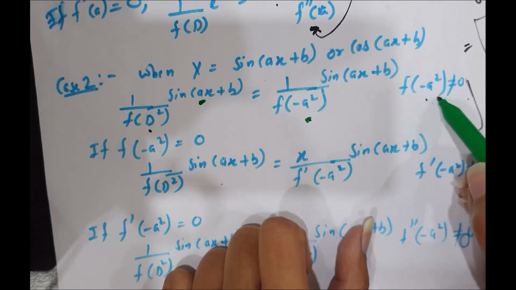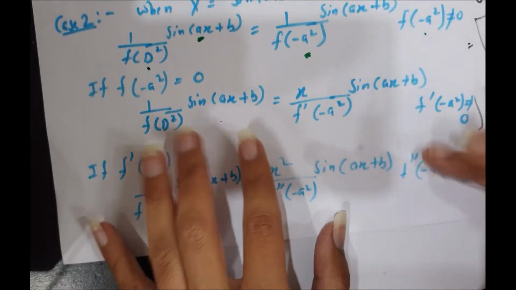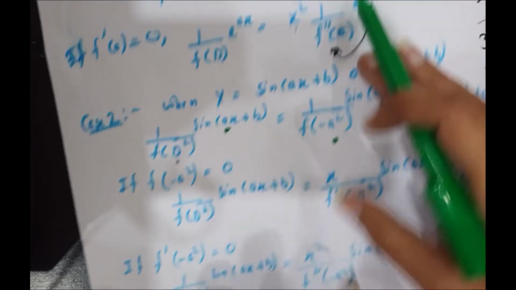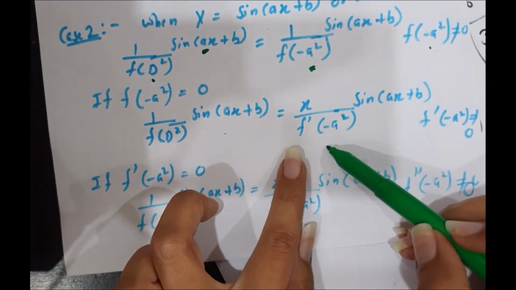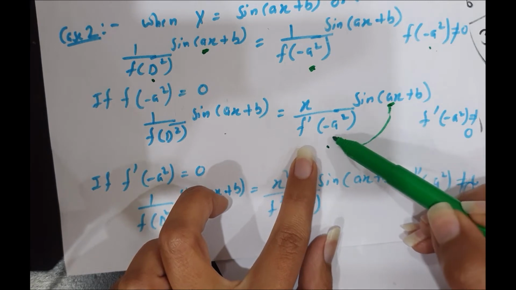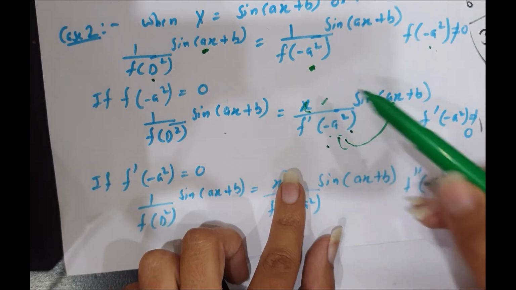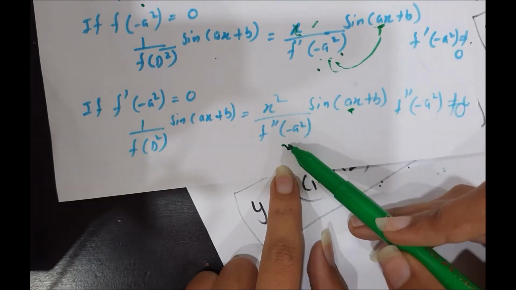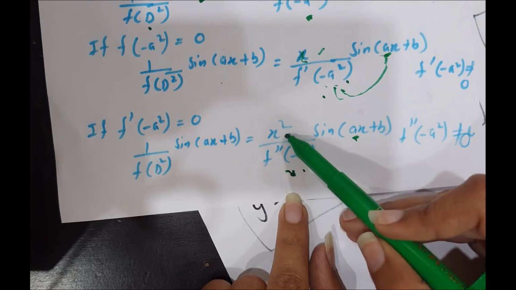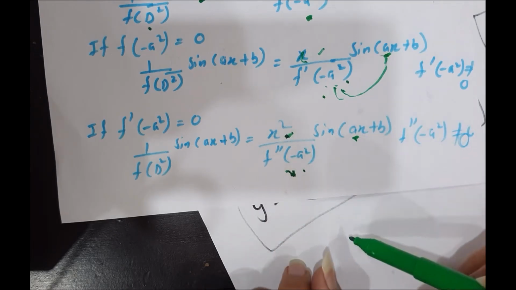After putting it, if the function comes out to be 0, then we have to again do the similar thing that we have done in the exponential part. We have to differentiate this function. Then we have to put this a value here, that is minus a square, and place x in place of numerator. If it again becomes 0, then we have to again differentiate it and put minus a square, and on the numerator x square, and so on.